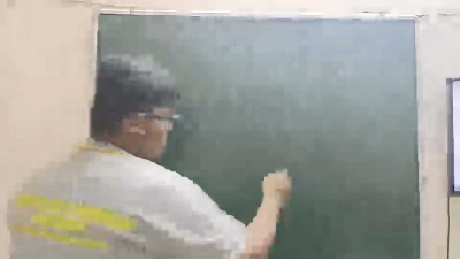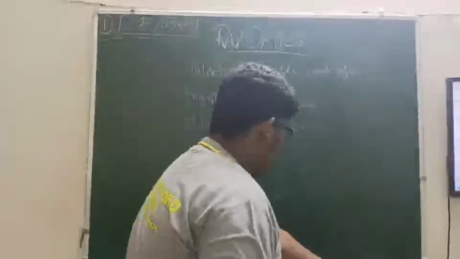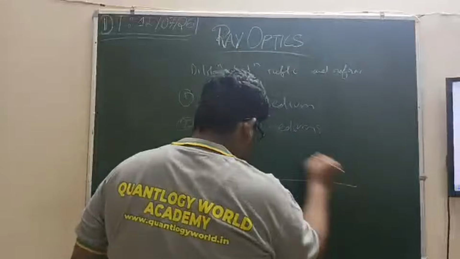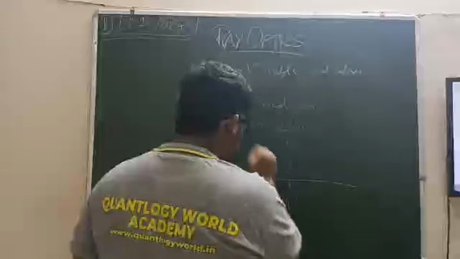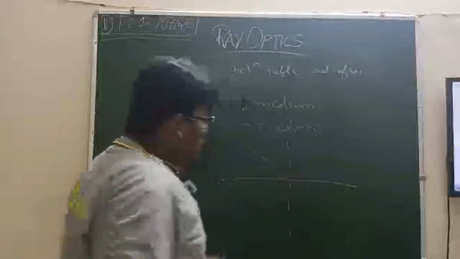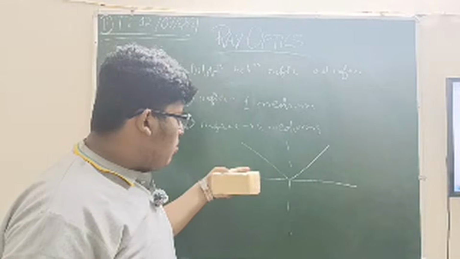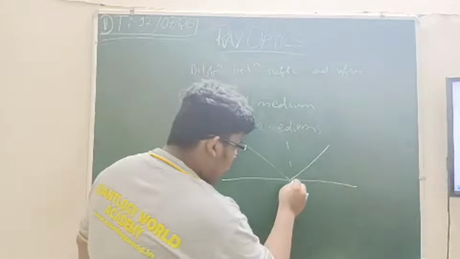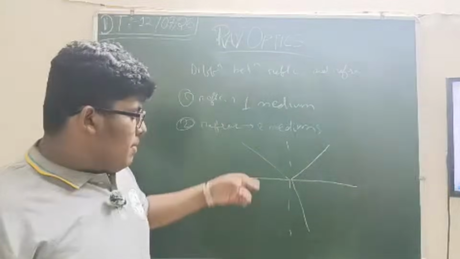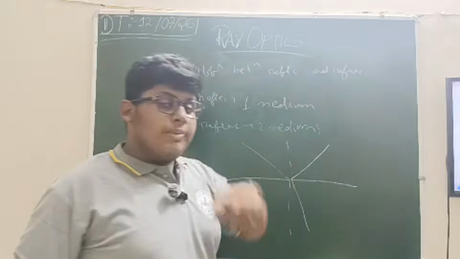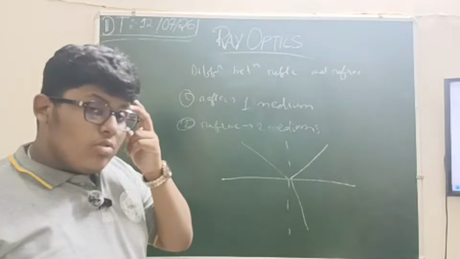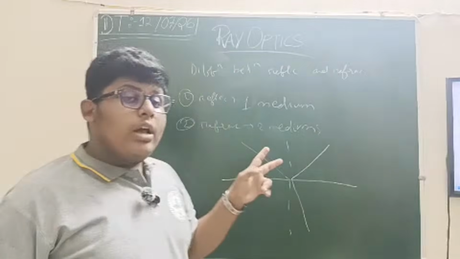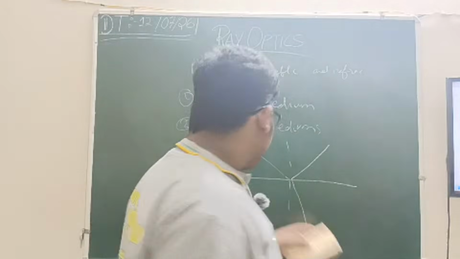And the second difference is this is the normal, this is the incident ray. What does refraction say? When the light ray passes from one medium to another medium, it changes its direction and passes through the medium. But in reflection, the light bounces back. This is the second difference between reflection and refraction.